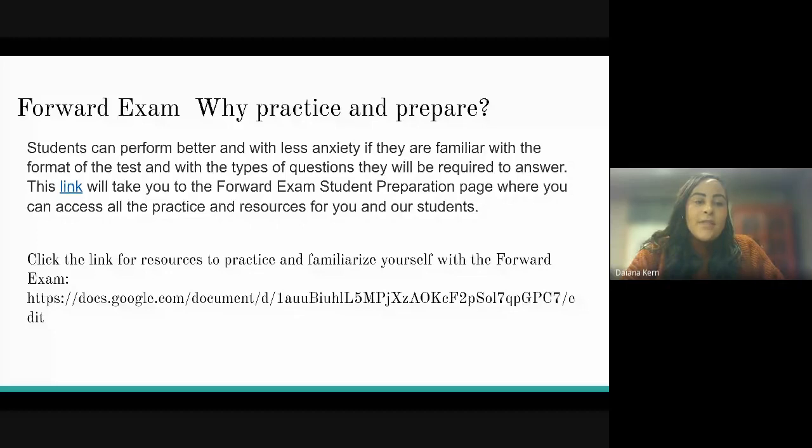So on the slide, I'm just going to go over, it says here, Forward exam, why practice and prepare. So we kind of went over that a little bit. So students can perform better with less anxiety. And there are going to be a couple of links that we will, and then we're not going to click on this one, but in the next, I have to see, Melissa, can you click on the next slide?